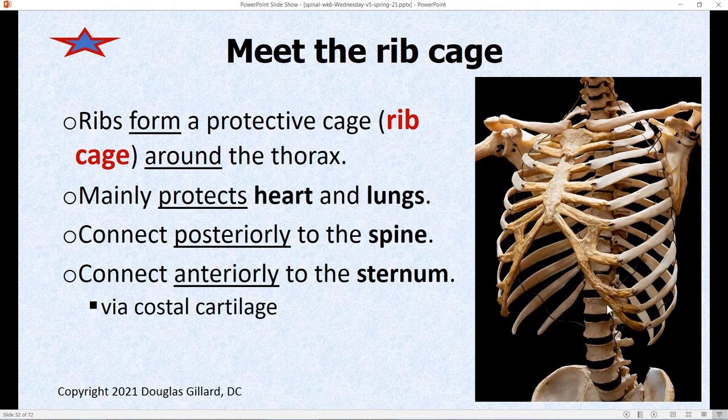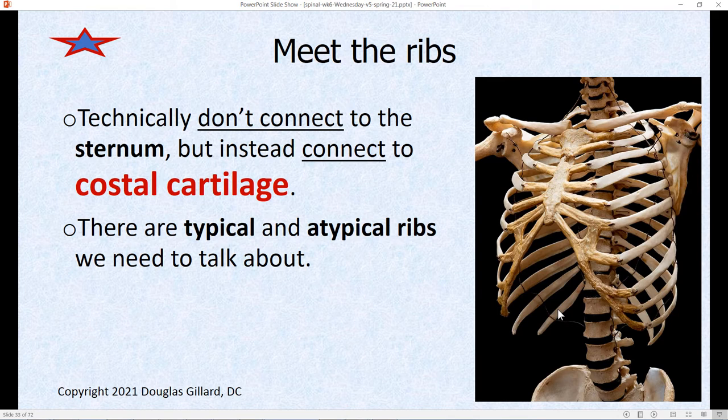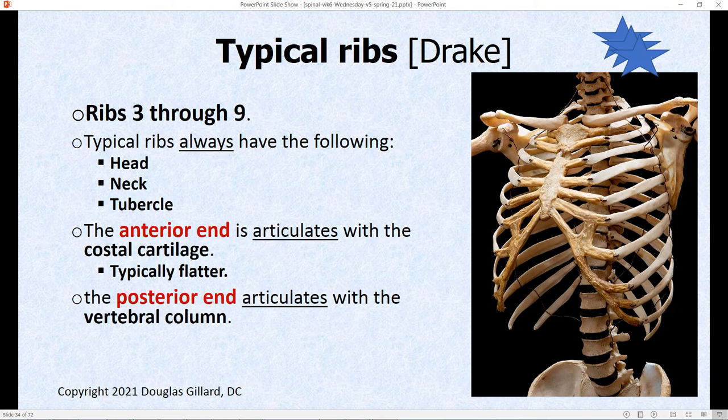The diaphragm would be bordering this. You'll learn about that next quarter. The rib cage connects posteriorly to the spine and anteriorly to the sternum. Most of the rib cage, well, it's kind of part of the rib cage still, but T11 and 12 don't connect to anything. Technically, again, they don't connect to the sternum. We've already talked about the costal cartilage. It's really the costal cartilage that connects to the sternum.